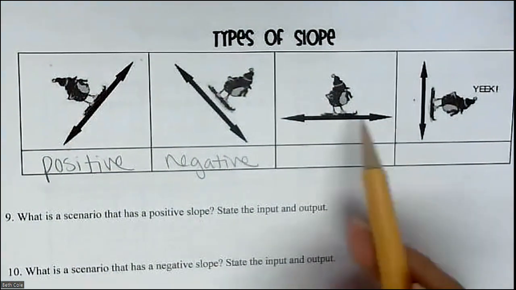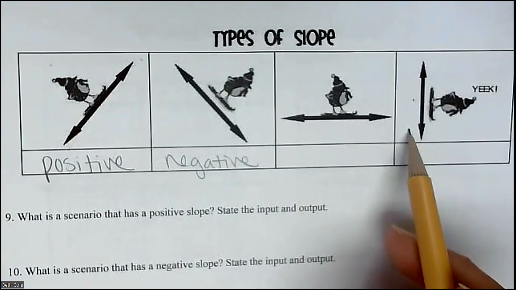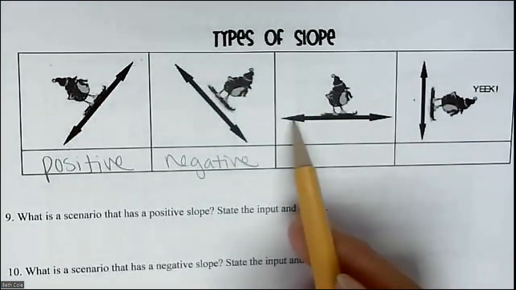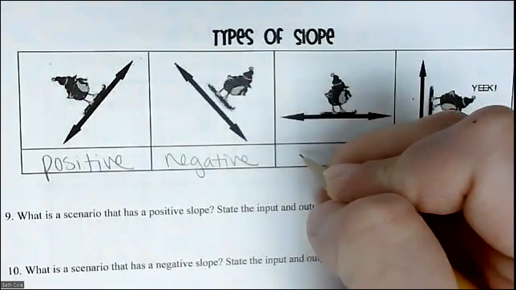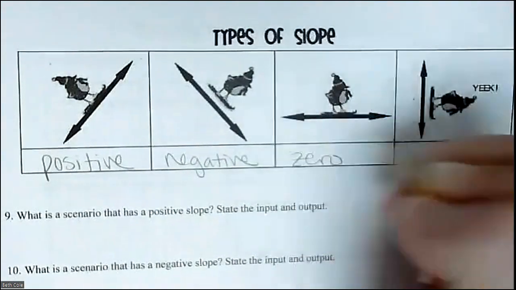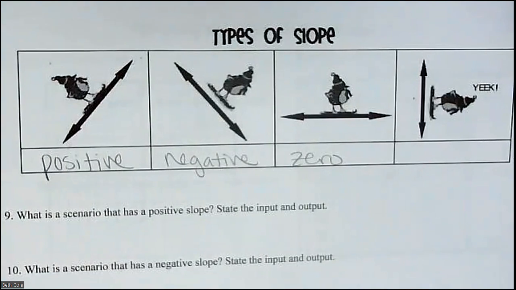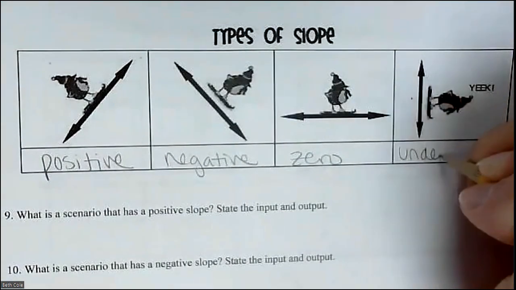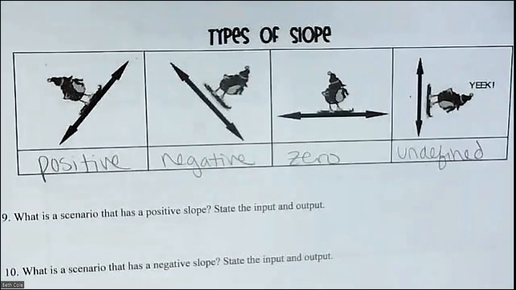This one's flat or horizontal. So what is that slope? Well, it is zero, it doesn't go up or down at all. I like neutral though, that's good. All right, and then this one is what's called undefined. That's a hill that you could not walk up unless you had like suction cups on your feet or something. All right, so positive, negative, zero, undefined.